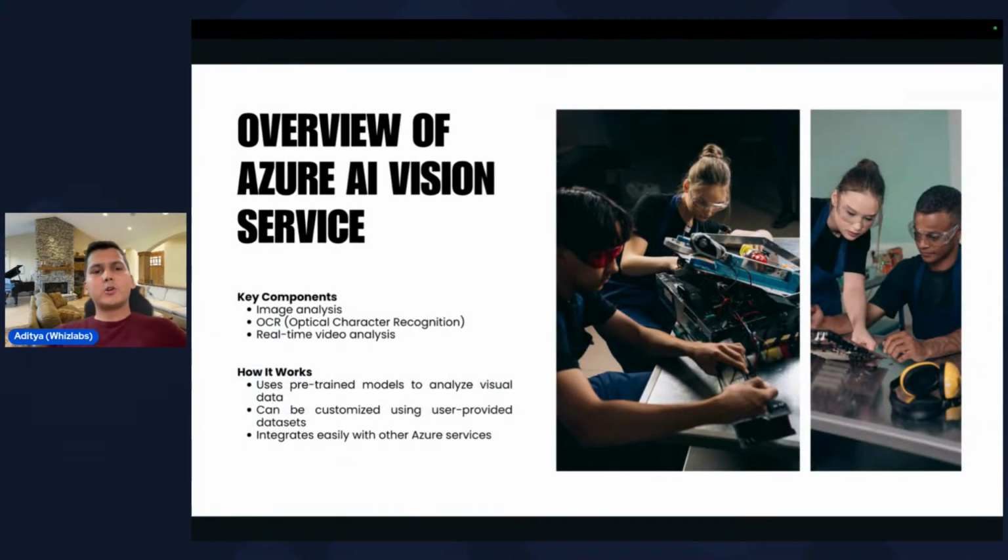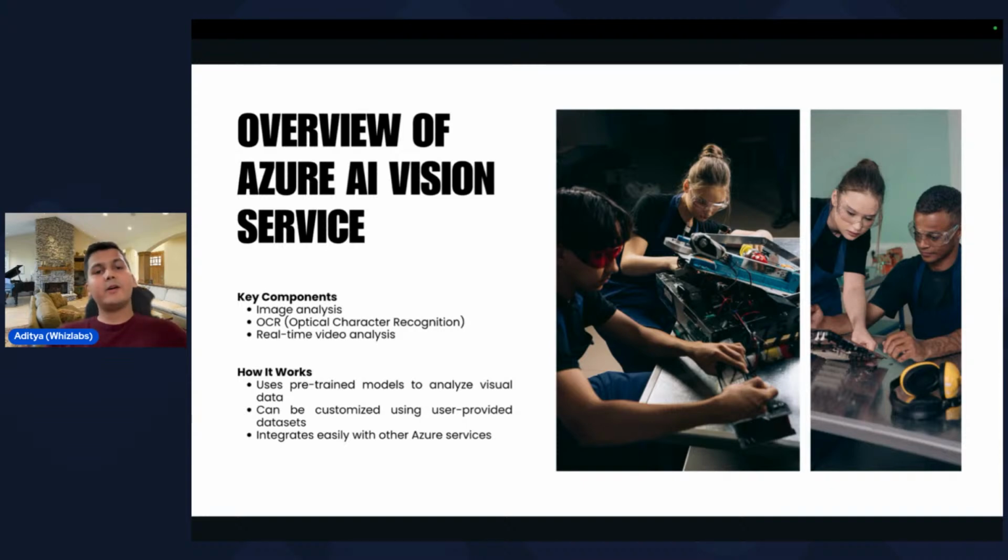Moving to the next topic, we will have an overview of the AI vision service. The key component is image analysis. In image analysis, what AI vision can do is give you the tags of the images, right? Let's say there are four kinds of fruits in your image. It will give you the tags, let's say apple, orange, right?